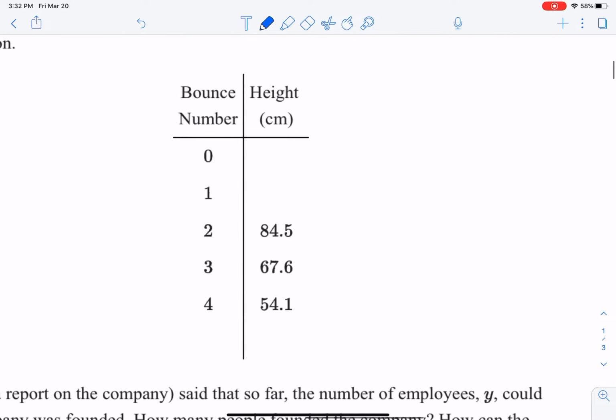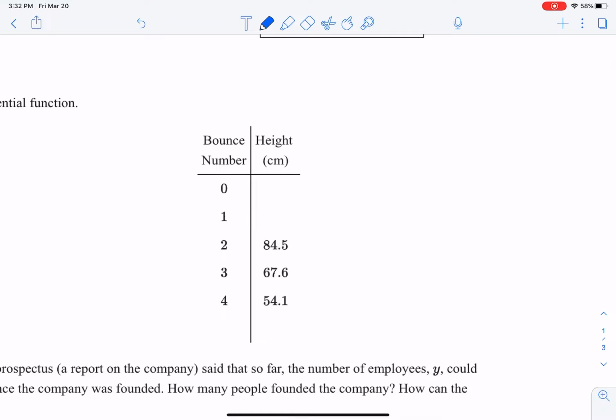All right, here's the data they give us. And so what they're asking us is rebound ratio, which is whatever number we multiply by this to get this. And that same number we then multiply by this to get this.